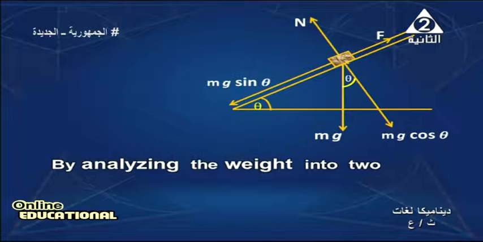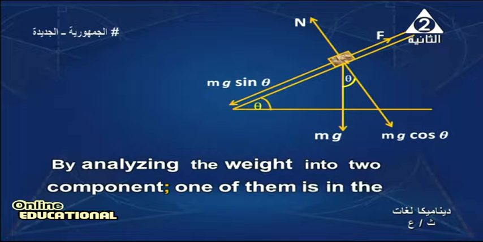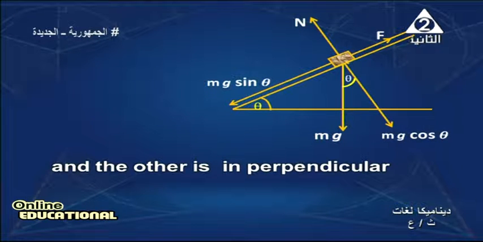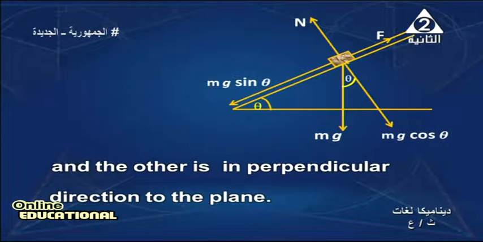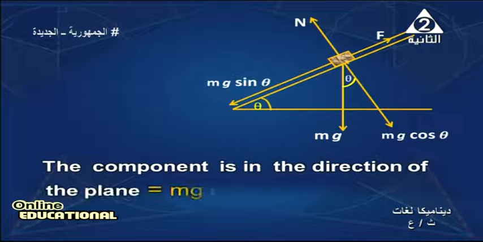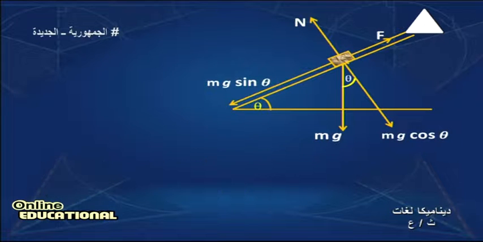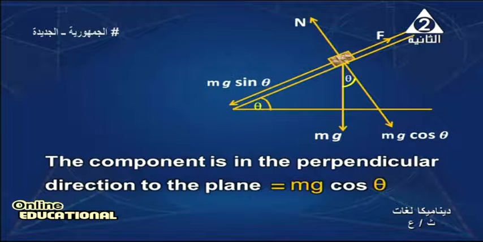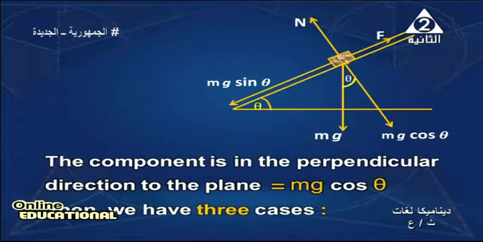By analyzing the weight into two perpendicular components, one of them is in the direction of the plane downwards, and the other is in the direction perpendicular to the plane. Then the component in the direction of the plane equals mg sine theta, and the component perpendicular to the plane equals mg cosine theta. Then we have three cases.